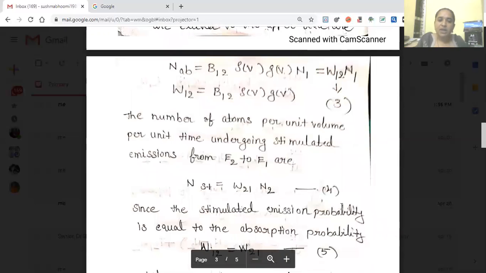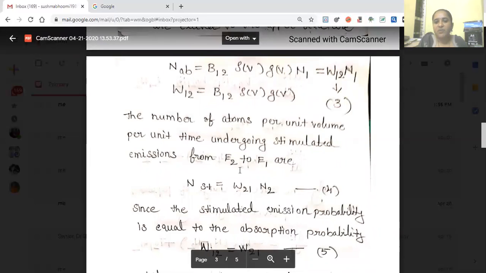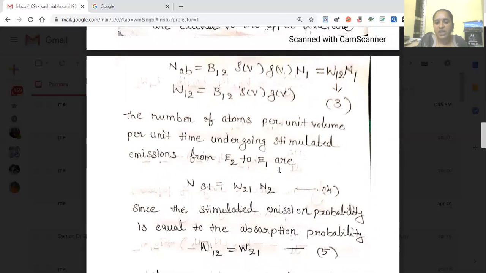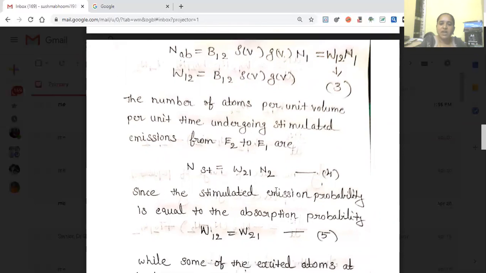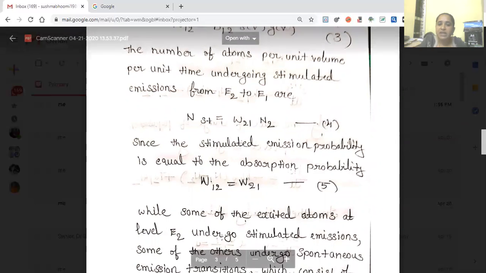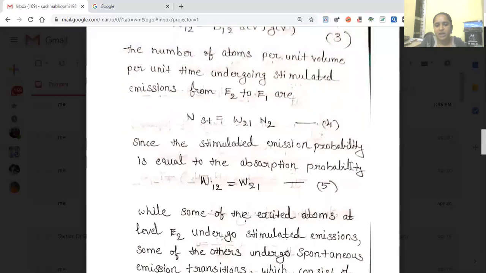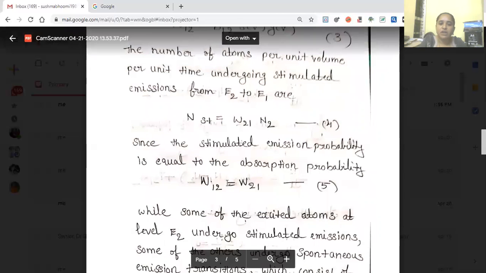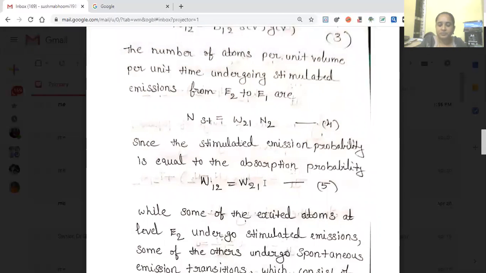Now after absorption, that is the number of atoms per unit volume per unit time undergoing stimulated emission from the E2 to E1 energy state, that is N stimulation equal to W21 N2. We'll call this equation number 4. Since the stimulated emission probability is equal to the absorption probability, and we are giving energy to the system, absorption is equal to stimulated emission. So W12 is equal to W21.